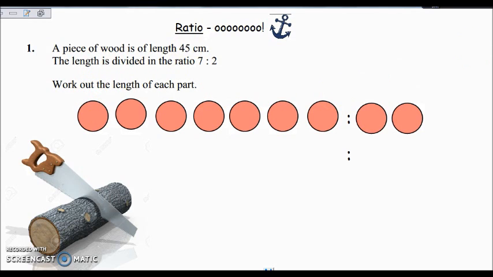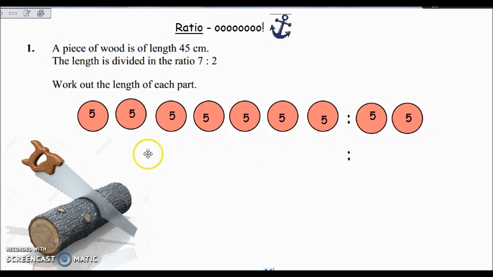So what is 45 shared between the 9 circles? Well, 45 divided by 9 is going to give us 5. So each part of the ratio is worth 5. Each circle is worth 5. So let me just quickly put in these 5s, and hopefully you can start to work out the length of each part of the piece of wood once it's been chopped up into these 2 sections.